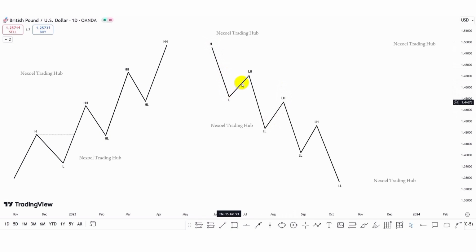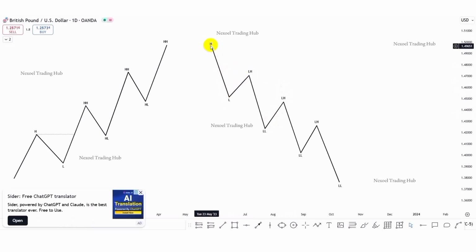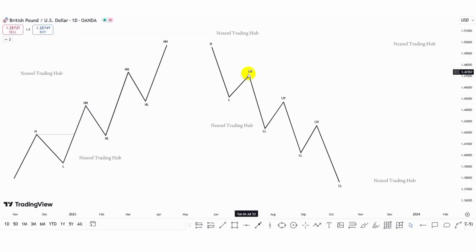Now, this is a lower high because this high point is lower than the previous high points. So the market dropped to the downside and created a new low. This is a lower low because it is lower than the previous low point.